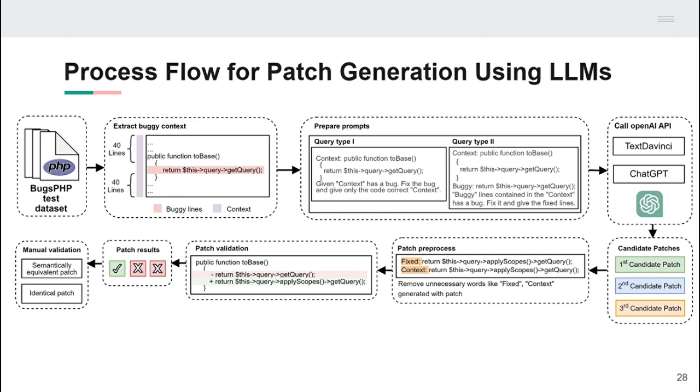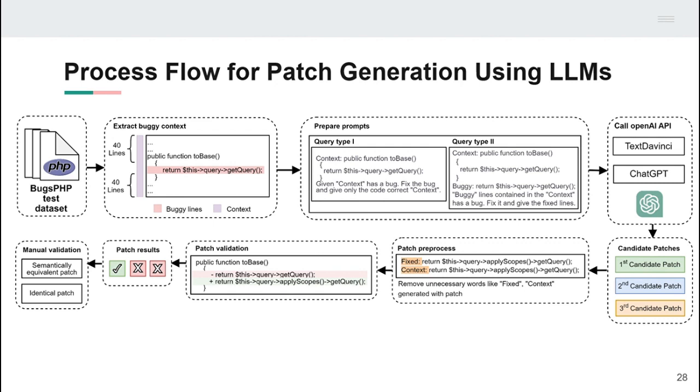Third, we call the API provided by OpenAI to generate patches from the model. Then we preprocess every patch to remove some unnecessary words. Next, we replace the original code with those generated patches in the project and run the related test cases to identify plausible patches.